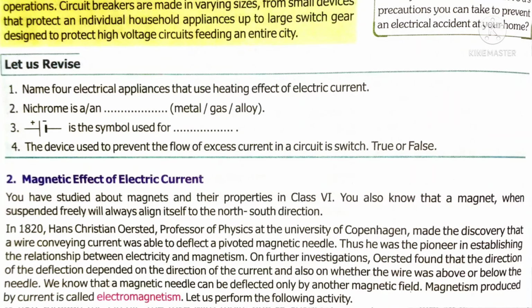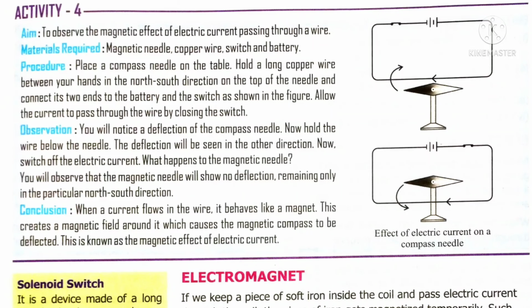The next electrical effect of current is the magnetic effect. You know that on passing electricity through a conductor, you can see a magnetic field around this current carrying conductor. It also deflects the needle of a magnetic compass. The scientist Oersted also discovered that the direction of deflection of the magnetic needle depends upon the direction of the current. Activity 4 shows the magnetic effect of electric current passing through a wire.